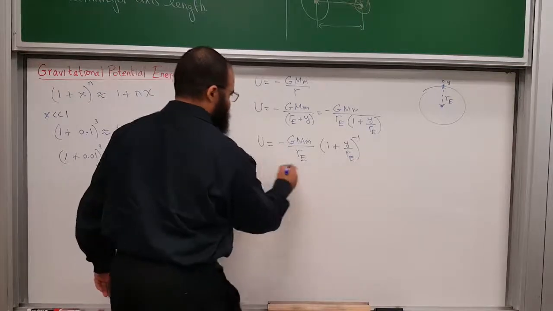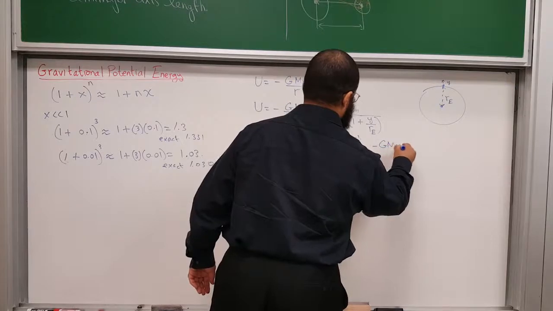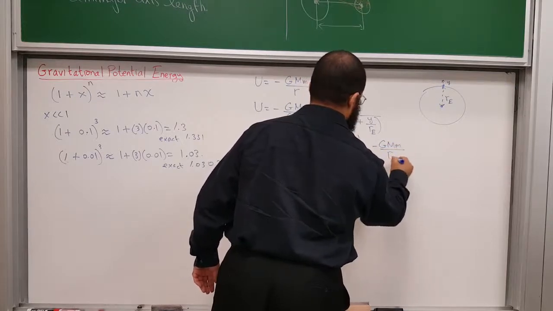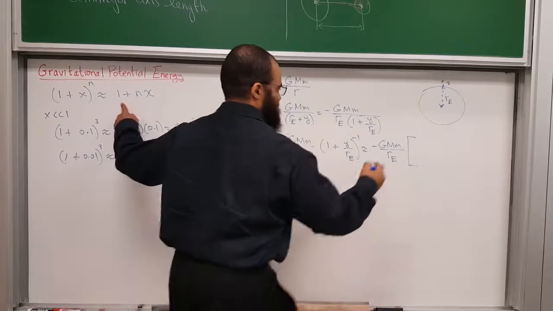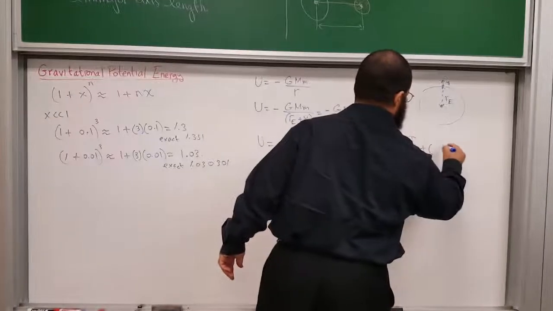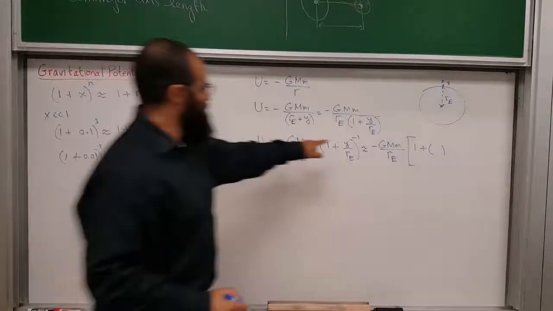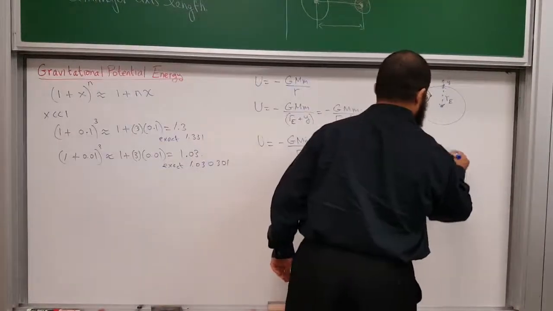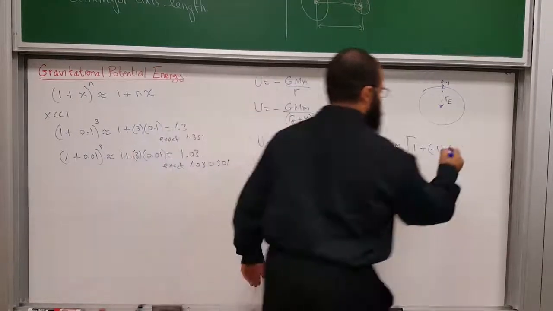So this will be approximately equal to negative capital G capital M little m divided by R Earth times what? Well, 1 plus n times x. Well, the n is negative 1, and then the x is whatever is here, Y over R Earth.